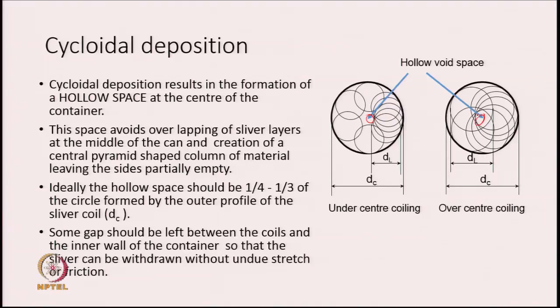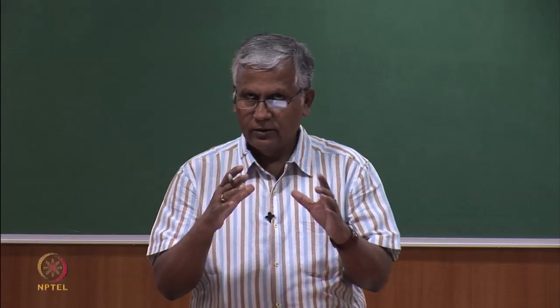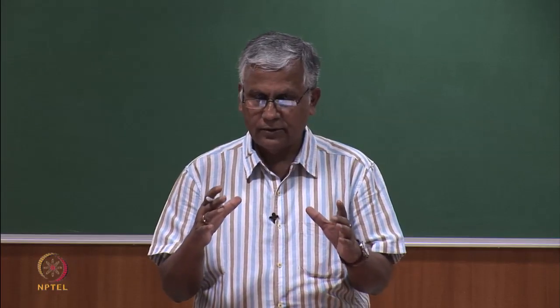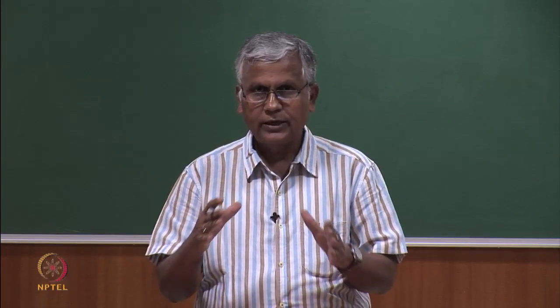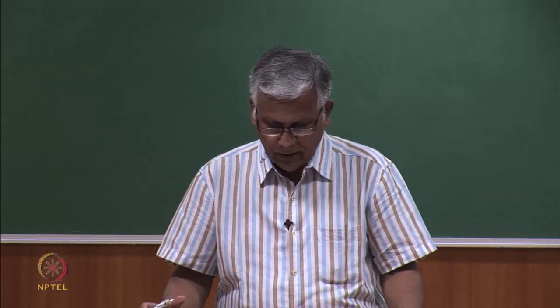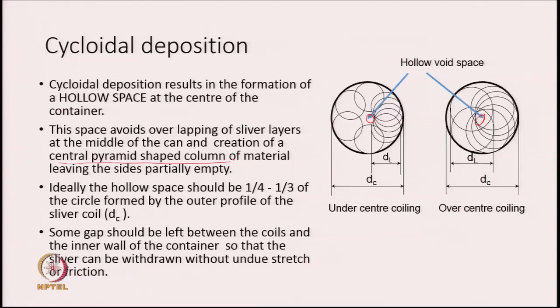If you do not create that, then the problem will be the creation of a central pyramid shaped column, and the stack of material, the stack of this sliver in the form of coils will take a conical shape. So, we want to avoid that, we have to have a hollow space. Ideally, the hollow space should be 1/4 to 1/3 of the circle formed by the outer profile of the sliver coil, as shown in this diagram, that is DC.